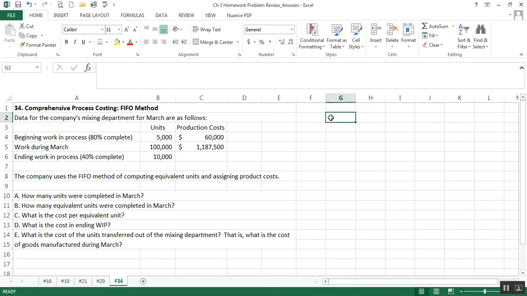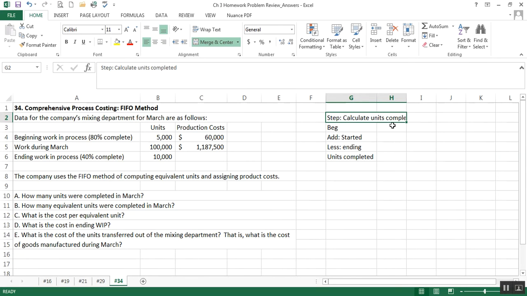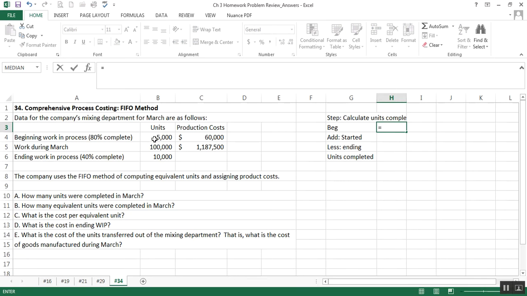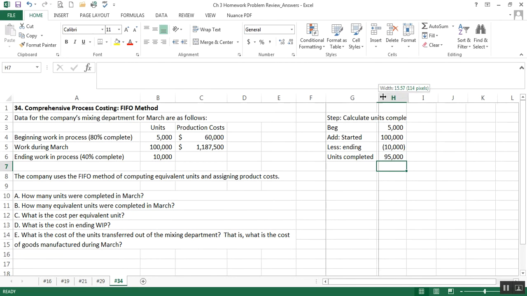So let's go back to the various steps that we need to use. So step 1, calculate units completed. We're going to take our beginning, add started, less ending for units completed, right? Here we're not doing equivalent units yet, so it's going to be beginning plus started during the period minus the ending, which is units completed of 95,000.